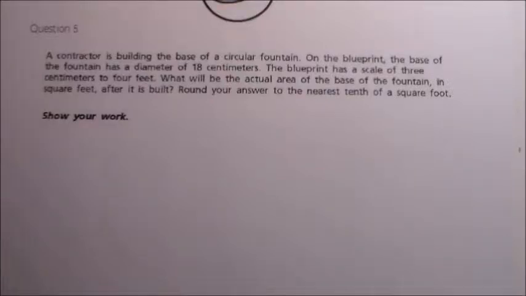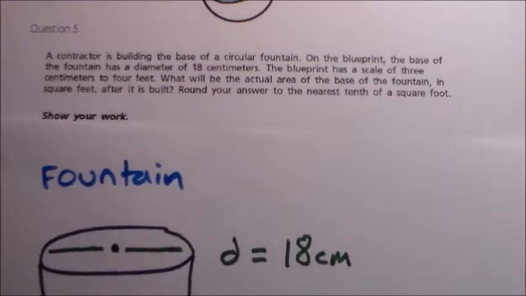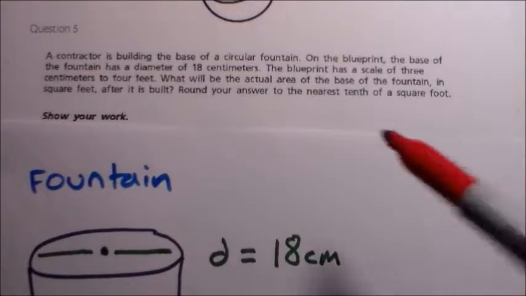Question 5. You had two easier questions to get you going a little bit, but now here's a real tough one. A contractor is building the base of a circular fountain. On the blueprint, the base of the fountain has a diameter of 18 centimeters. Okay, so here we go. Base of a fountain, diameter of 18 centimeters. That's on the blueprint, right? That's the blueprint of the fountain.